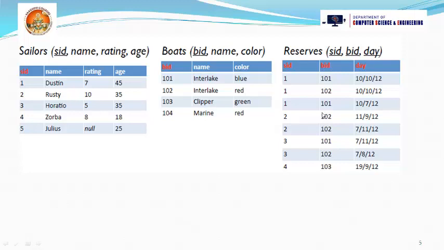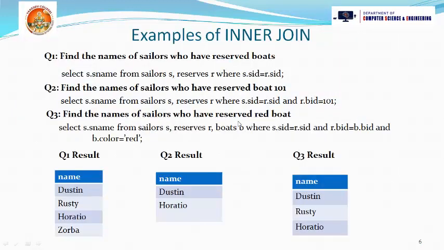Here we are retrieving the information from three tables: sailors S, reserves R and boats B. SID is a common column in sailors and reserves, so this is the join condition for sailors and reserves. We can join the reserves and boats tables by equating the common column, BID, which is common in reserves and boats. The third condition is that we need only the names of the sailors who have reserved a red boat, so B.color equal to red. That is one more condition. Okay, so this is about inner joins.